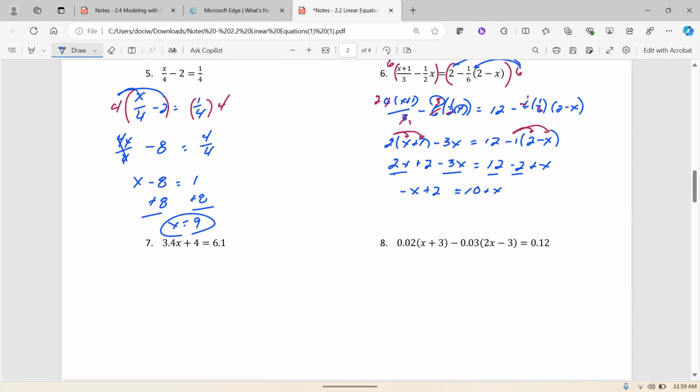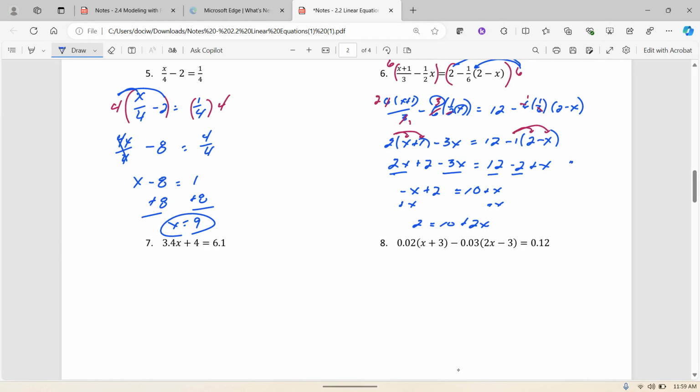Okay. So now I can handle things either way. I can subtract x from both sides. Personally, I don't like to do that because that's going to leave me with a negative 2x on the left-hand side. I instead choose to add x to both sides. So I have 2 equals 10 plus 2x.